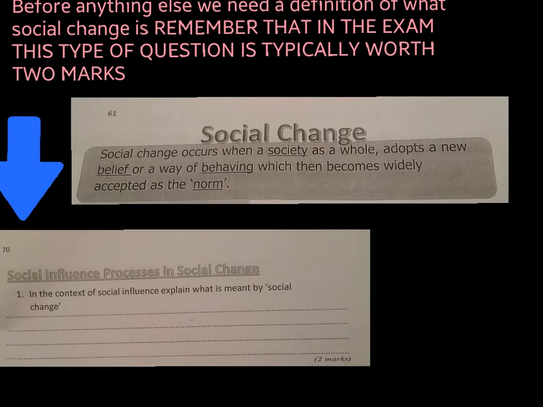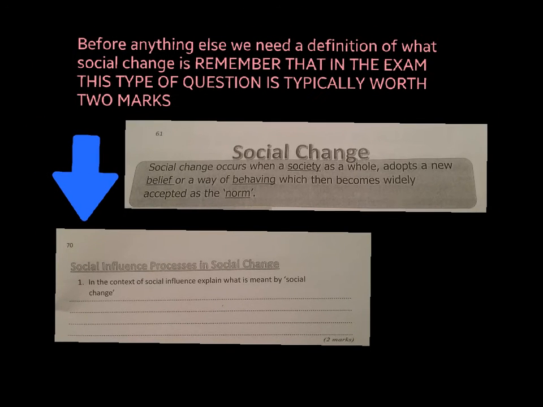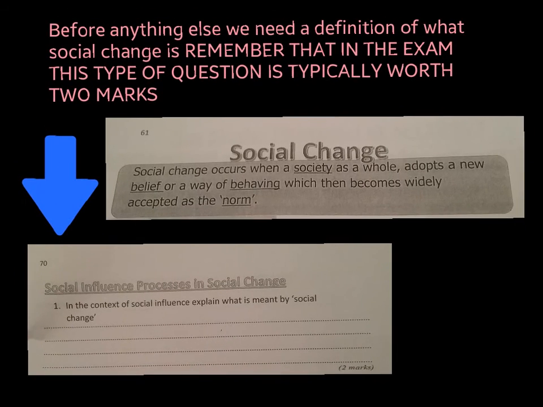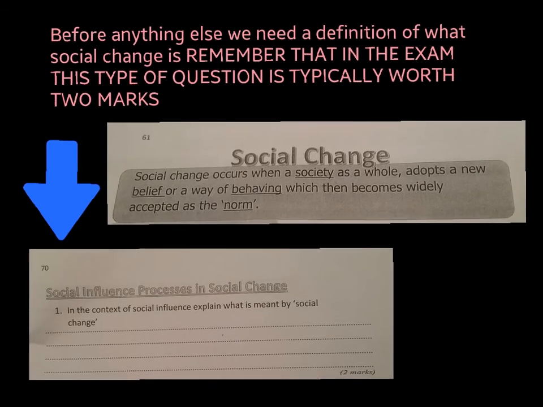So social change occurs when a society as a whole adopts a new way of thinking or behaving, and that new belief system then becomes widely accepted as the norm by the vast majority of individuals in society. Now obviously there are always going to be the odd minority group that don't follow that new norm, but social change typically refers to when a society as a whole has adopted or accepted a new way of thinking.